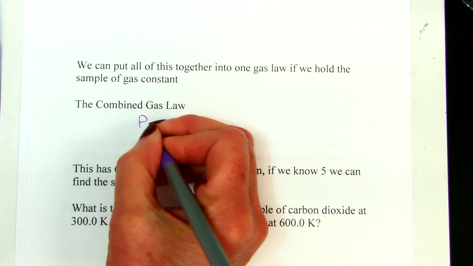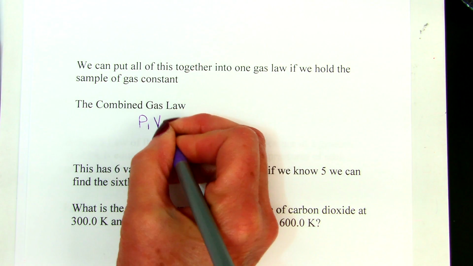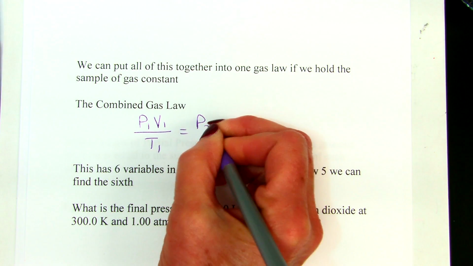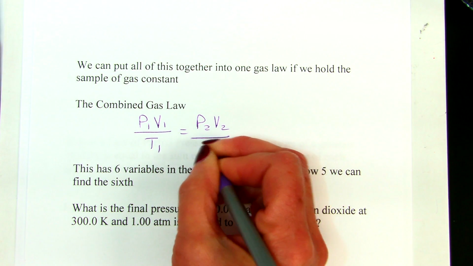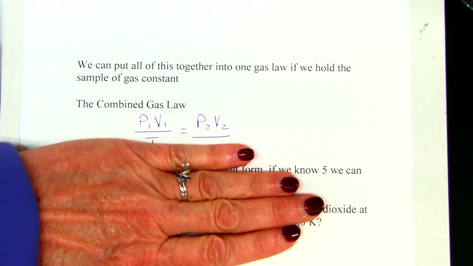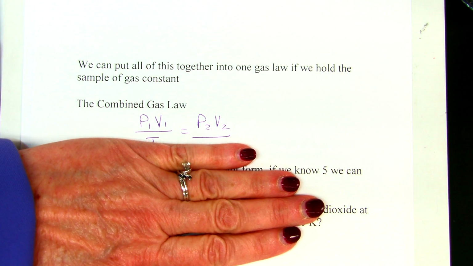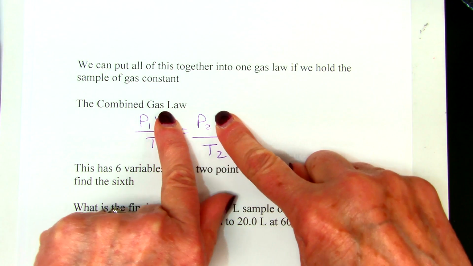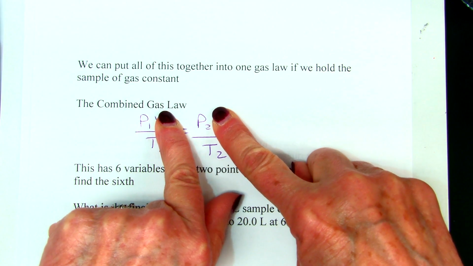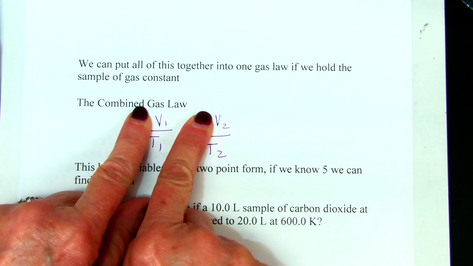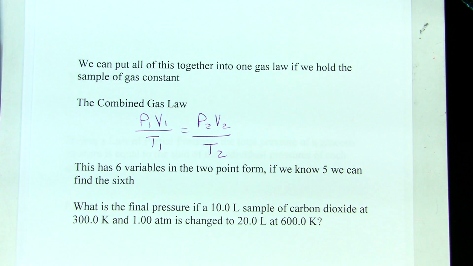So the combined gas law looks like this. P1V1 over T1 equals P2V2 over T2. So I've essentially combined them. If you just look at the top, you see Boyle's law, P1V1. If you just look at pressure and temperature, you see the law of Gay-Lussac, and if we only look at volume and temperature, we see Charles' law in there. So it makes sense that we call this the combined gas law.